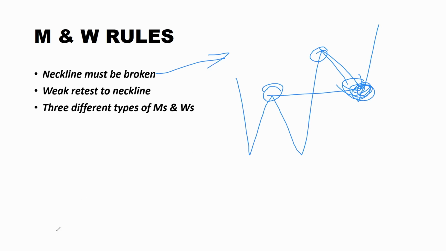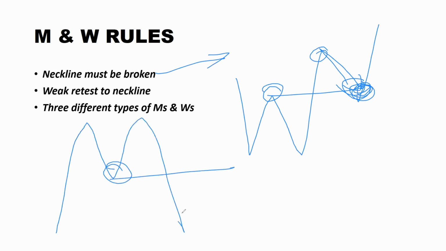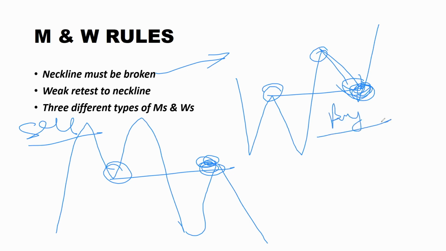The same applies for the M. If this is your aim, we're interested in this neckline being broken. So if it is broken and the market comes back here, this is when we're interested in this trade so that we can take a sell. So just for baby steps, an M, we're looking for sells when you see an M. Then a W, we're looking for buys. But first and foremost, we need the neckline to be broken.